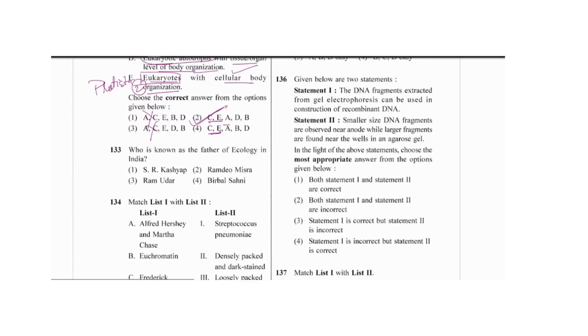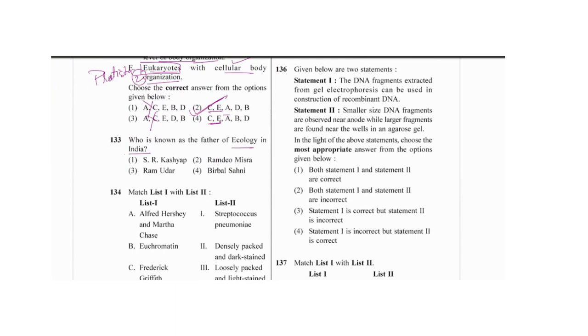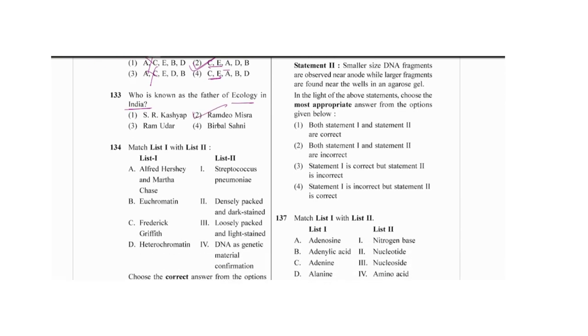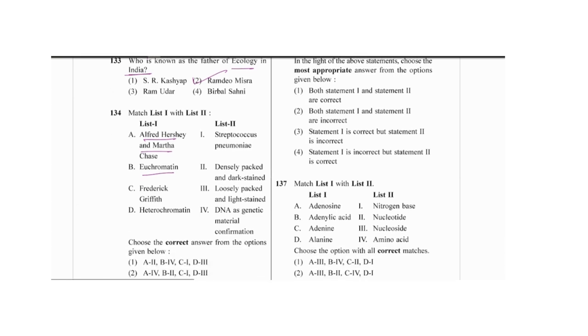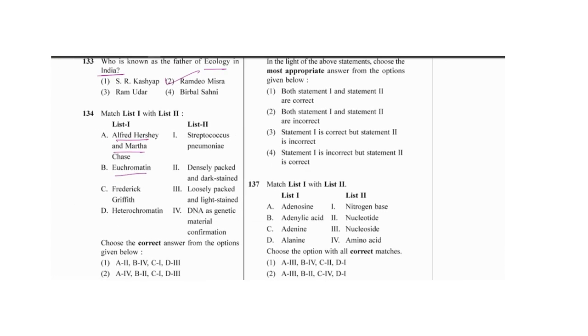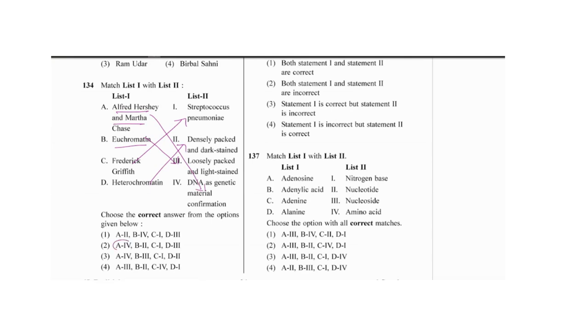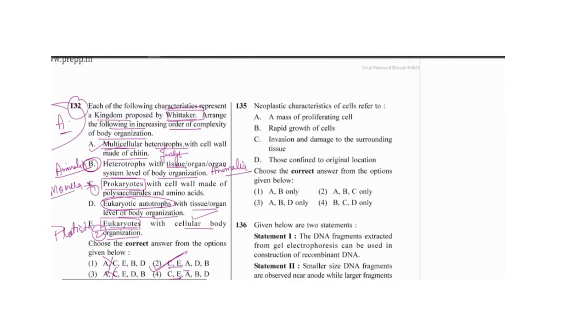So that is the second one. Then, who is known as the father of ecology in India? The father of ecology is Ramdev Mishra. Then Alfred Hershey and Chase experiment. Euchromatin is the loose form, heterochromatin is the condensed form. So euchromatin is loosely packed and lightly stained, heterochromatin is densely packed. Then Frederick Griffith, Streptococcus pneumoniae; Hershey Chase, DNA is the genetic material. So A should be the fourth one, and B should be the third: A4, B3. I have already given you the matching in this third statement.